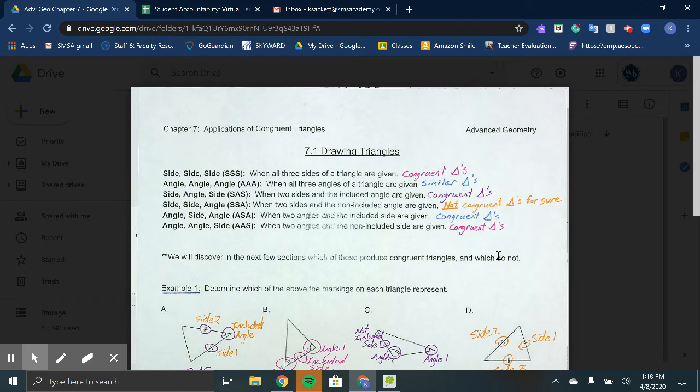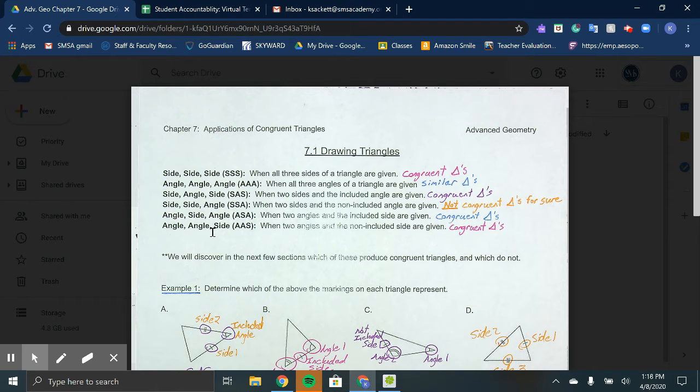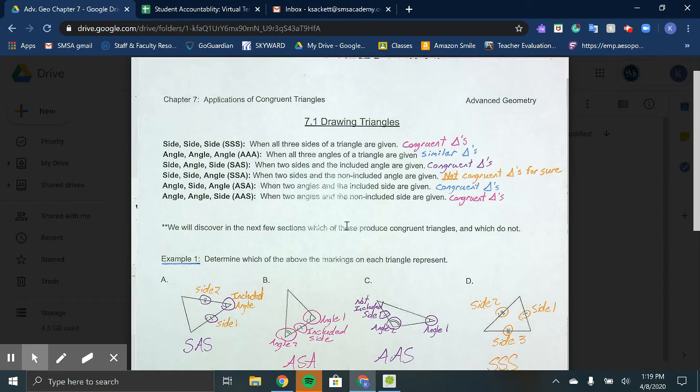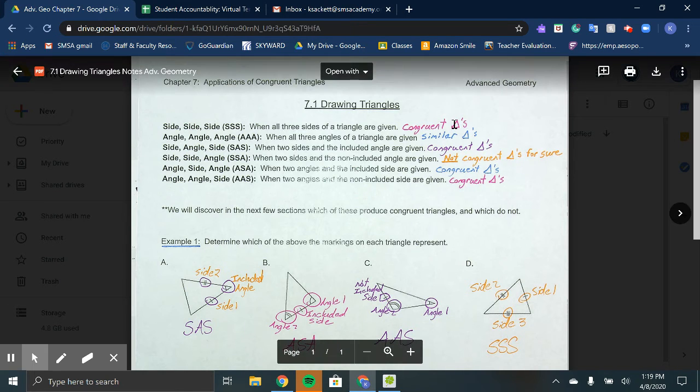So the first thing we're looking at with drawing triangles are these different pieces of information, or the scenarios that you could be given. One way that they may give you information is known as side, side, side, where they give you all three sides of the triangle. In that condition, any other triangle with the same three sides would result in congruent triangles. So if you're given all three sides, any triangle with those same three sides would be congruent.